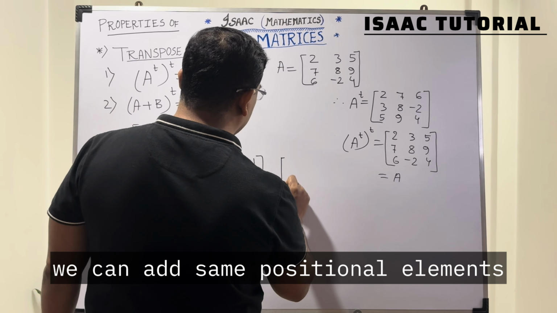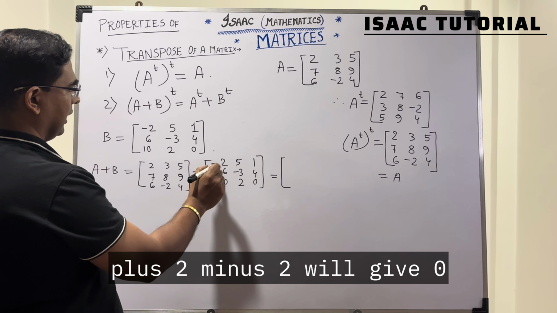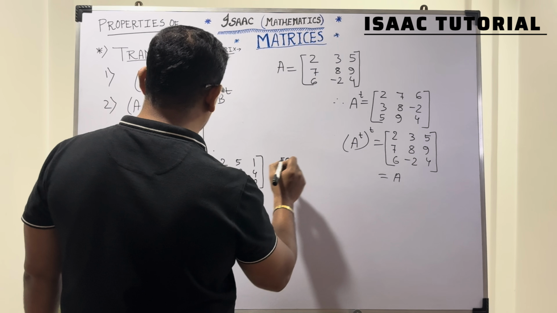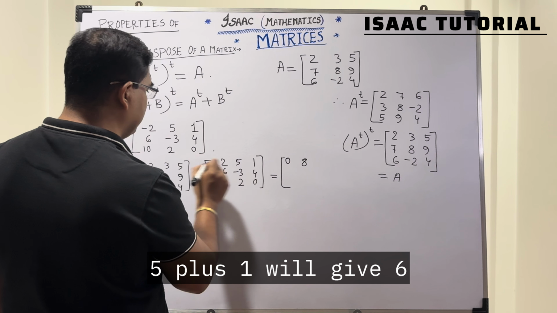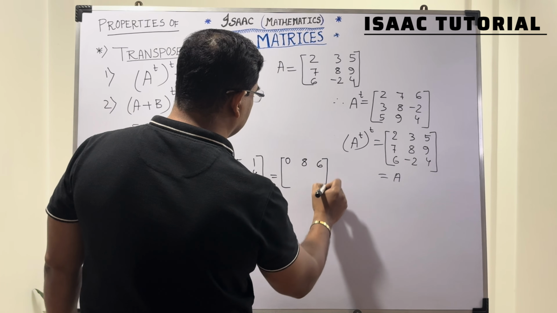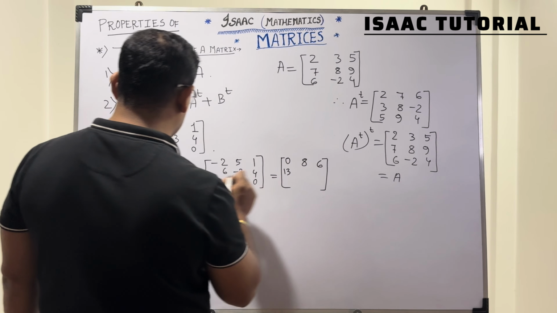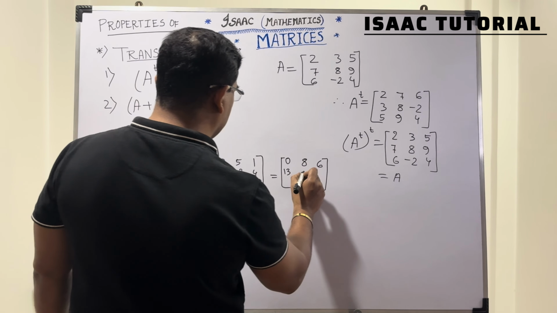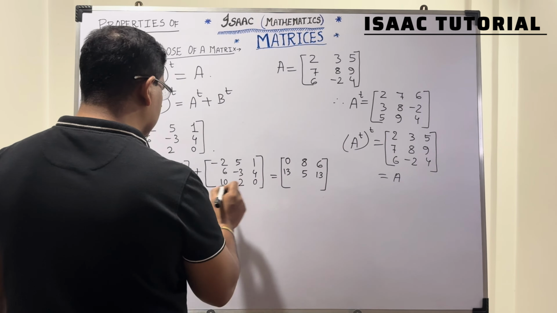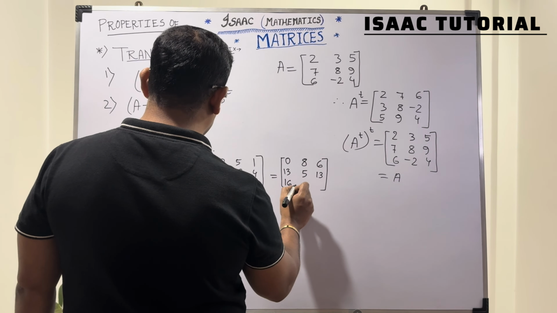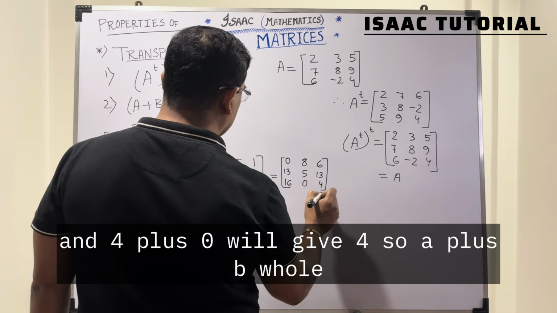We can add same positional elements. 2 minus 2 will give 0. 3 plus 5 will give 8. 5 plus 1 will give 6. 7 plus 6 will give 13. 8 minus 3 will give 5. 9 plus 4 will give 13. 6 plus 10 will give 16. Minus 2 plus 2 will give 0. And 4 plus 0 will give 4.